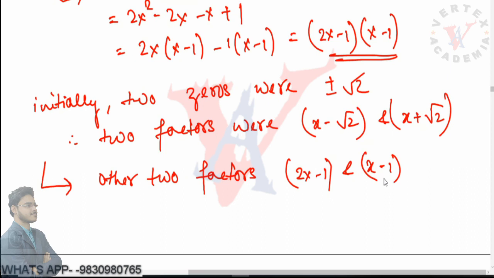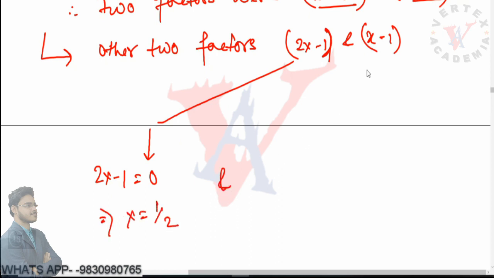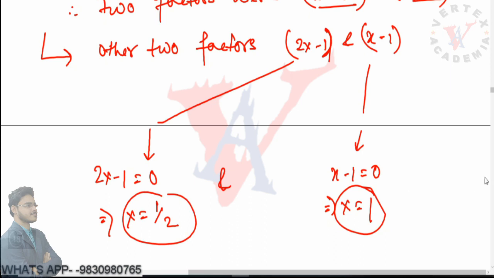Now we are actually asked to find all the zeros. So now we have got the four factors, x − √2 and x + √2. These were already given, that √2 and −√2 were the two zeros. Now from the remaining two factors we can evaluate the remaining zeros. To evaluate them, we just have to equate them to 0. So 2x − 1 = 0, that is x = 1/2, and from x − 1 = 0 we get x = 1. So the other two zeros are x = 1 and x = 1/2.